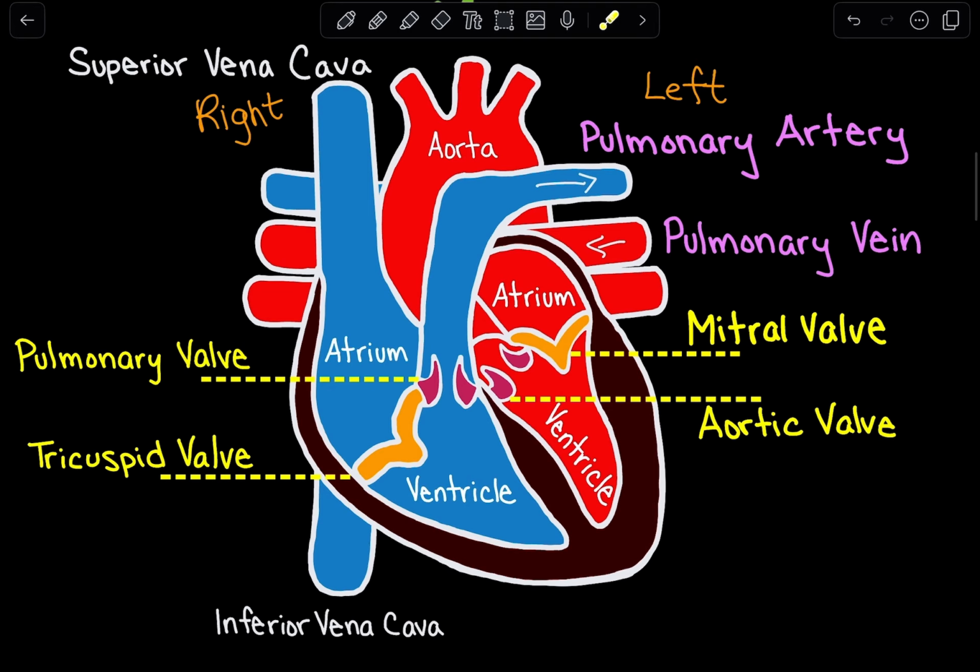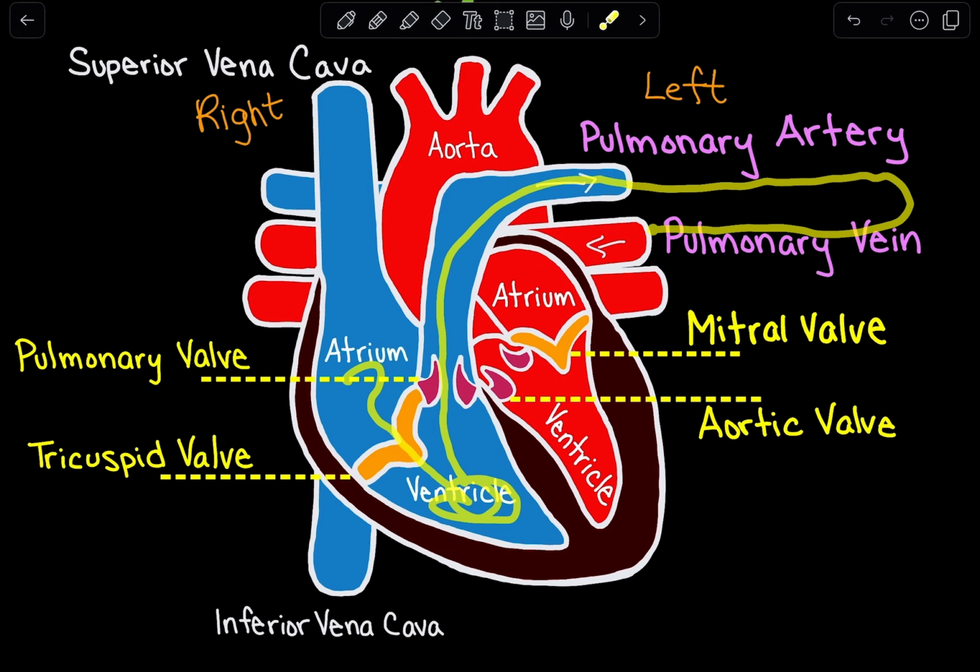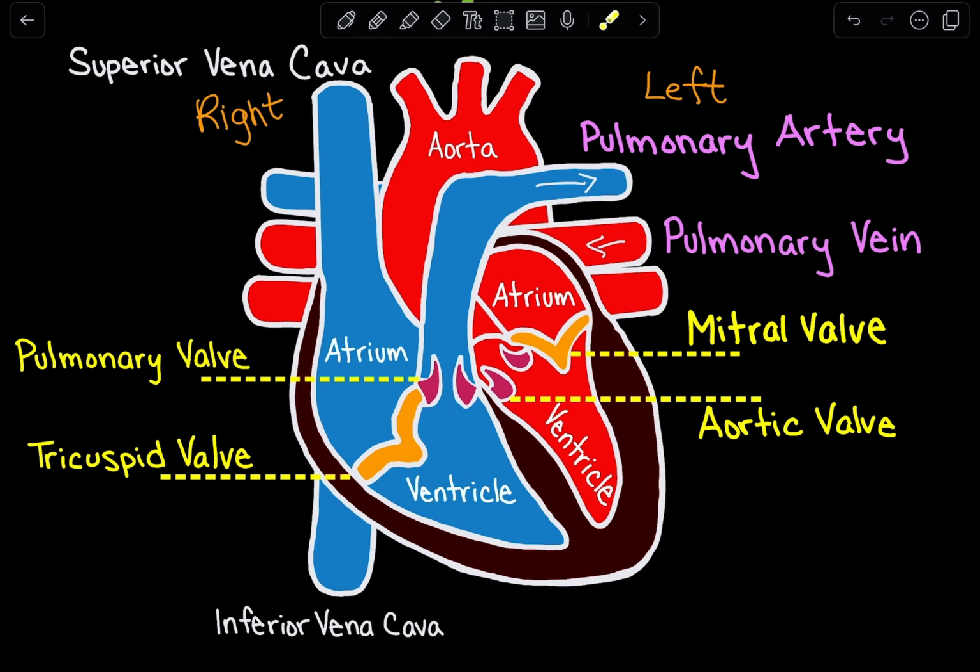So to quickly summarize, we can enter through the superior and inferior vena cava. We're in our right atrium. Through the right atrium, we pass through our tricuspid valve. We are in the right ventricle. We pass through the pulmonary valve. We go off into the pulmonary artery. We're in the lungs. We get oxygenated. We come back through the pulmonary vein. Now we're in the left atrium. We pass through the mitral or bicuspid valve. We're in the left ventricle. We pass through the aortic valve. Now we're in the aorta, and the oxygenated blood is pumped off to the rest of the body.